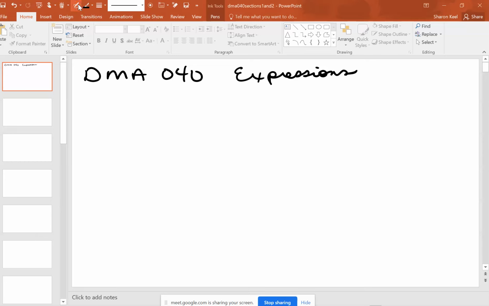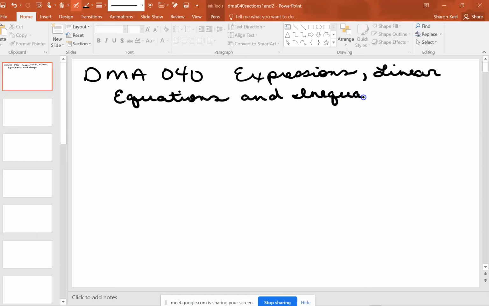Today we're starting DMA40. DMA40 is our beginning section on algebra. We are going to be working with expressions, linear equations, and inequalities. Inequalities are actually going to be solved the same way as our linear equations. The only difference is instead of having an equal sign, there's going to be a greater than or a less than sign.